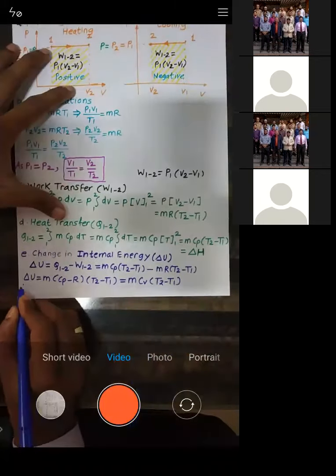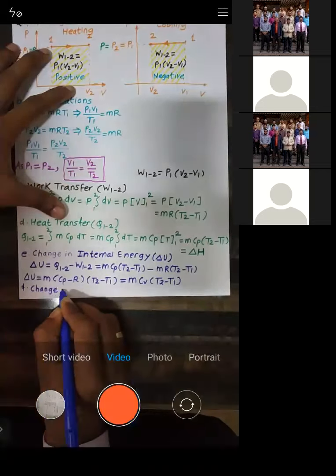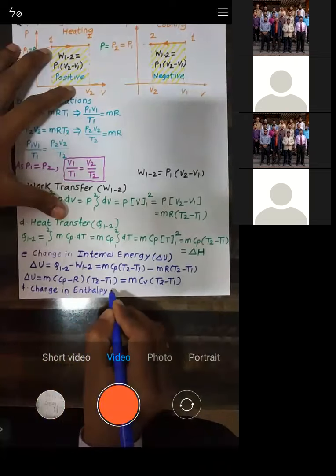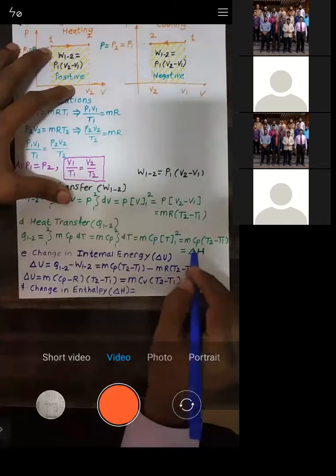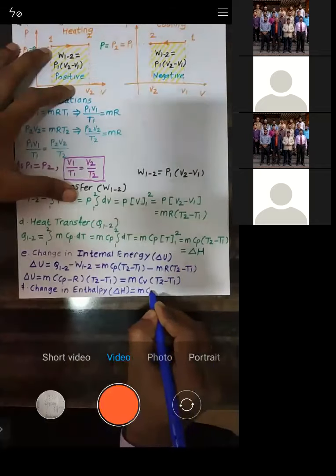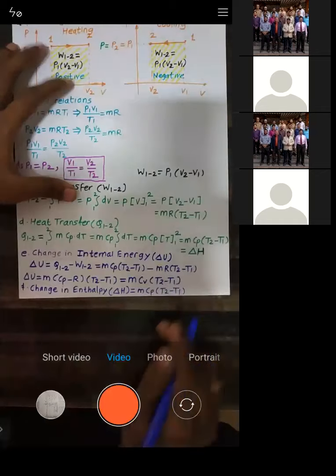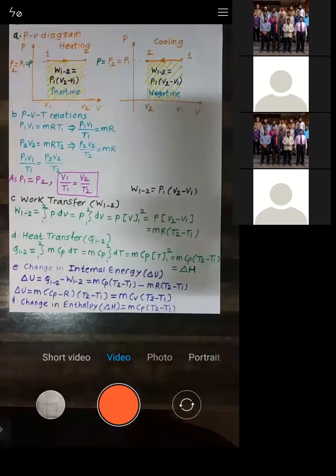Now let me write down the last formula. Here I'll write down change in enthalpy. Change in enthalpy is indicated by delta H, right? And what is the formula for delta H? It is the same: mCp(T2 minus T1). This is delta H, that is mCp(T2 minus T1). Is it okay? All of you, is it okay? Have you understood this derivation?